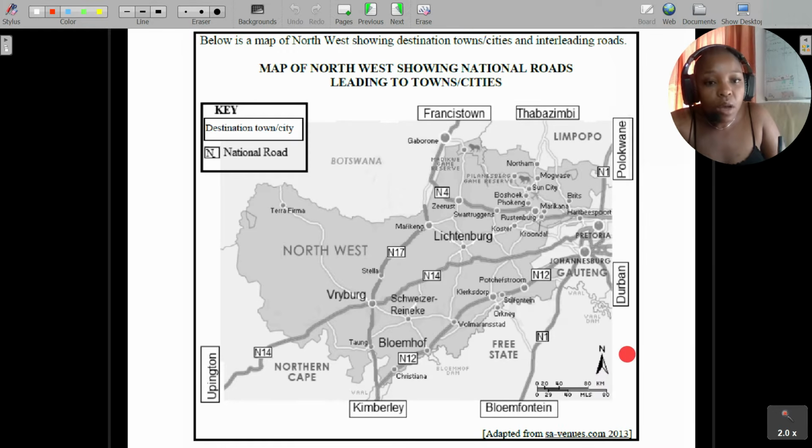We're also given a compass on our map. So from this compass, what do we know?